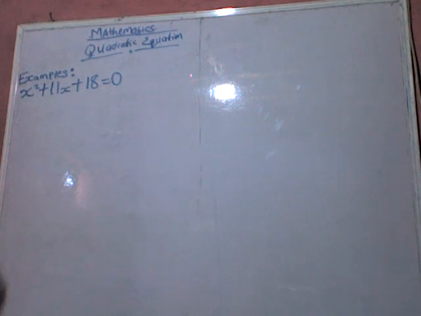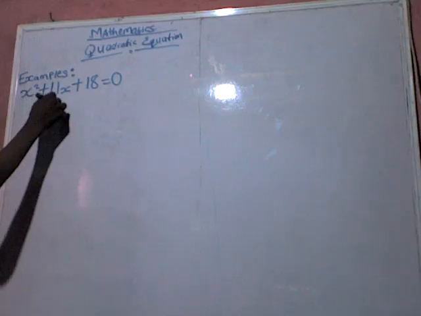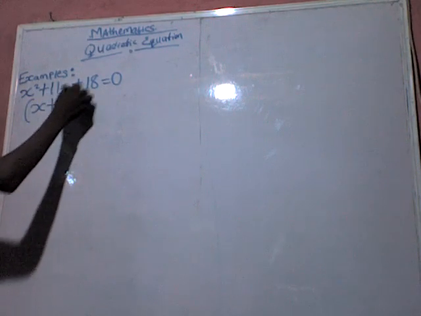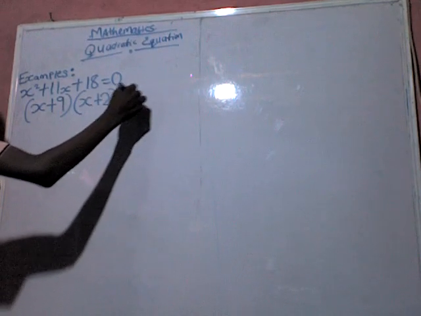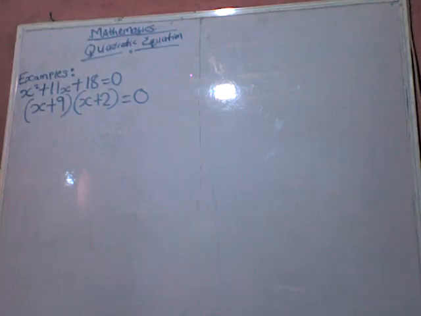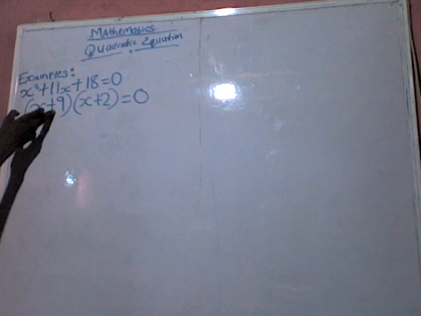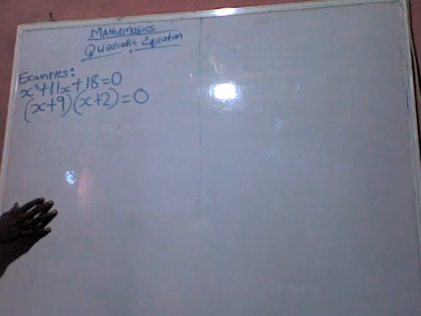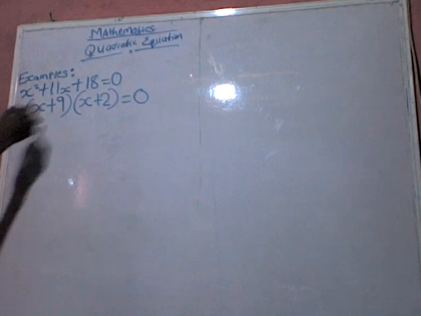So the next thing you have to do is to bring out your x plus your first factor, which is 9, into a bracket, and then your second factor, which is 2, equals 0. Then the next thing you need to do is change the sign of your factors. You make x the subject of the formula and change the sign of the factors.